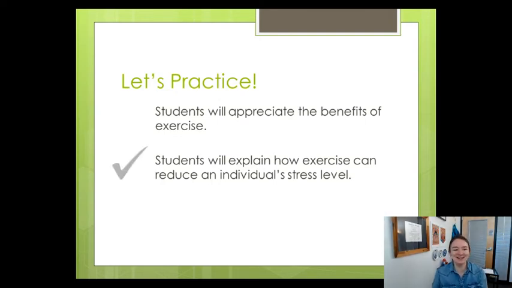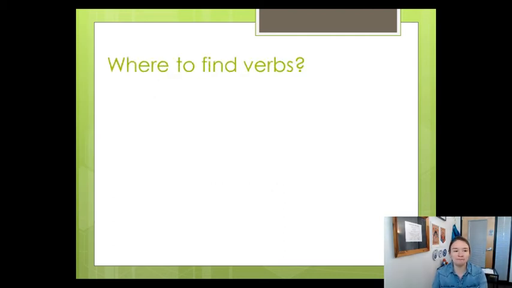That's right, the second one. The second one is stronger because it is more measurable and the verb is more active. So students' appreciation is difficult to measure. Students' explanation of how exercise can reduce an individual's stress level, that's very specific, that's easy to measure, it's an active verb. There's lots of ways that we could imagine them explaining it. It could be a presentation, it could be a short answer on an exam, it could be part of a paper. Those things tell us it's a strong outcome.